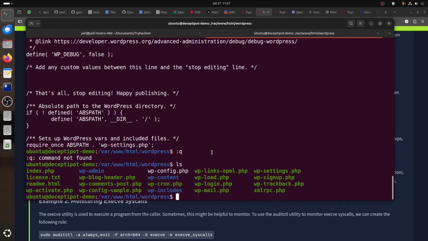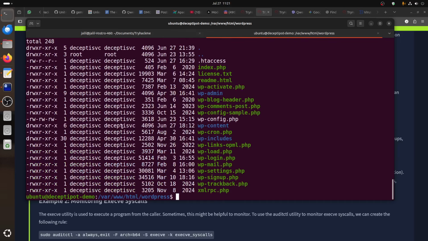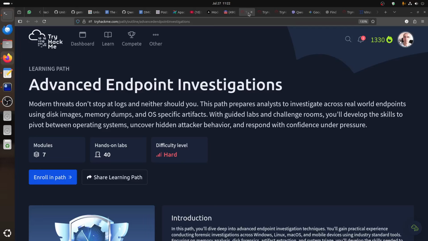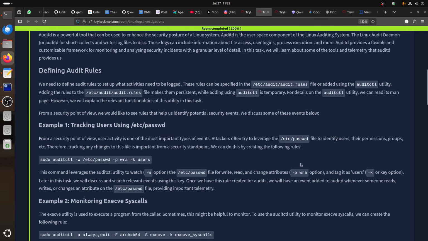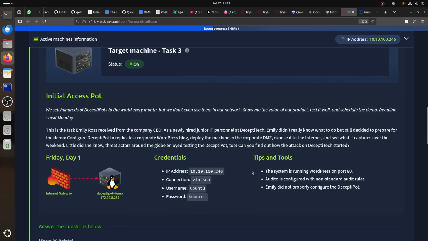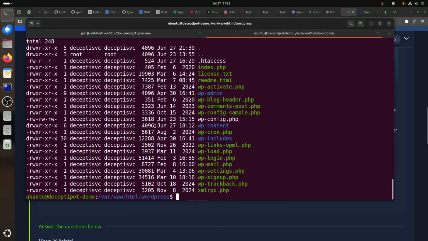Now, before we jump, if you do ls -la, the first thing to notice is the user. The user on the file is deceptivc, so it's not Apache for now. And then remember this story of these audit things. Let's go back to that.